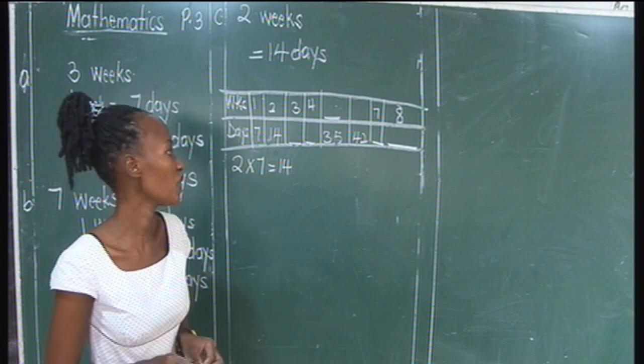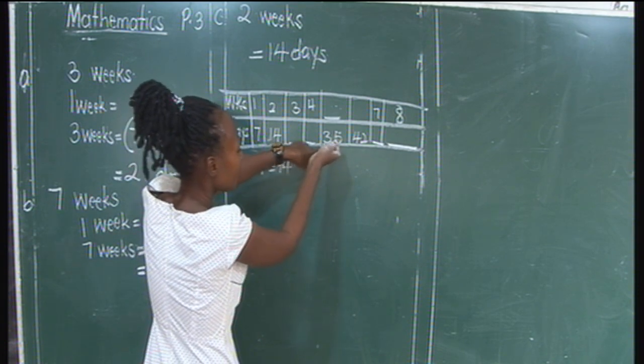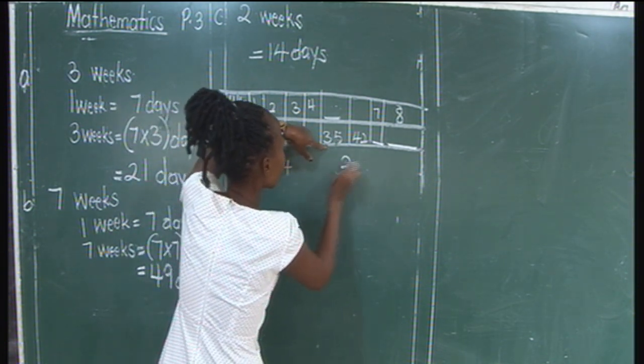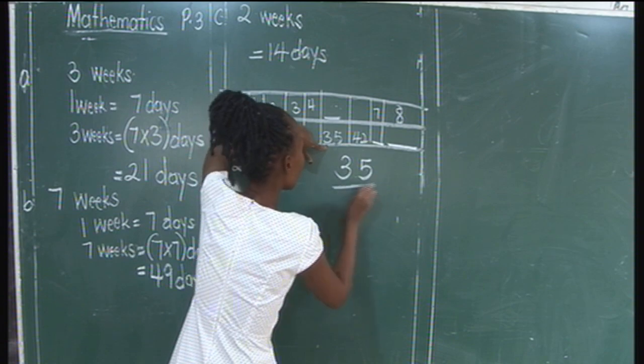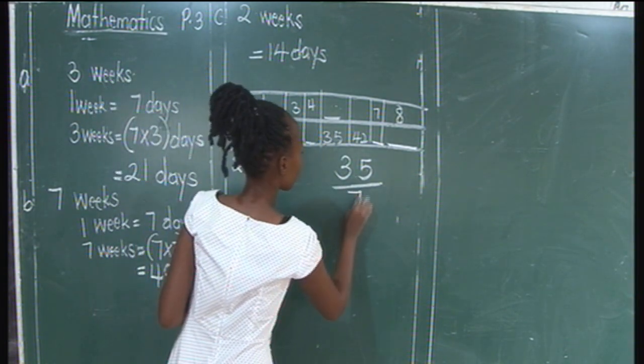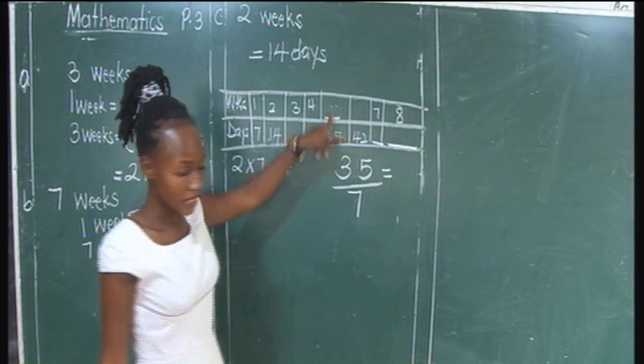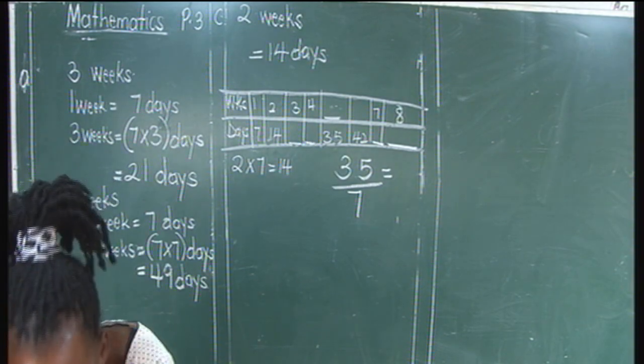Divide. We are going to divide. Now here, since they've given us the days, we are going to get the days, which are 35, and divide by the number of days in a week. The answer we get, that's what we shall put here. Now, 35 divided by 7.